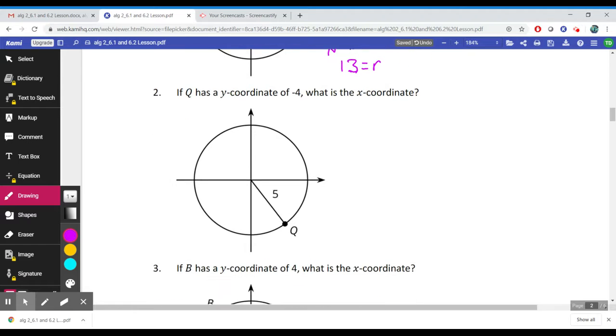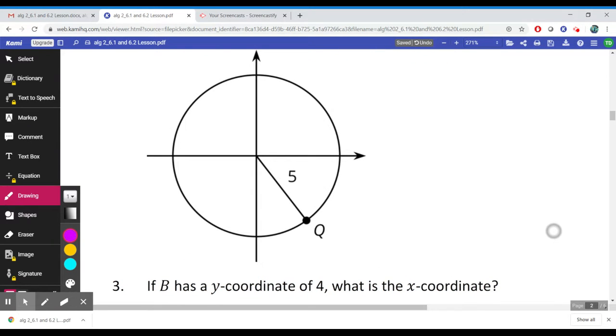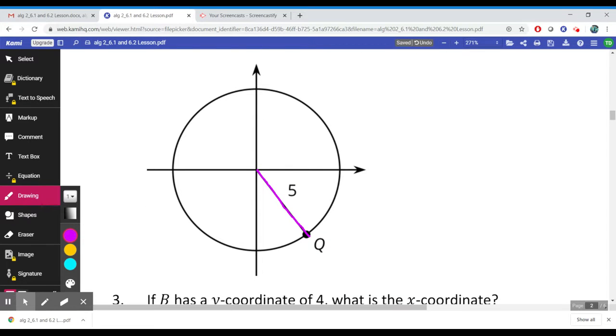Next up, number 2. If Q has a y-coordinate of -4, what is the x-coordinate? So in this case, they're telling us that this distance here has a length of 5. They also tell us that Q has a y-coordinate of -4. So I'm going to write an ordered pair with x because we still don't know what the x-coordinate is, and -4. So that means that this distance, since we know that the x-axis has a height of 0 units, is a distance of -4. We don't know what this length is, so I'm going to call it my x.